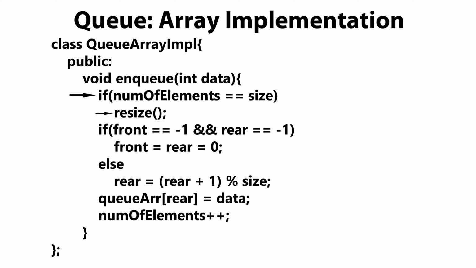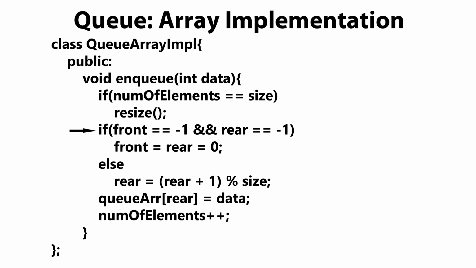If this is true, that means there isn't enough room within our array, and we're going to have to call the resize method. Now, if we come down here, you can see that we're checking to see whether or not front and rear are both equal to -1. And that's because during our one argument constructor, we initialize front and rear to -1, and that's just to symbolize that our queue is empty.